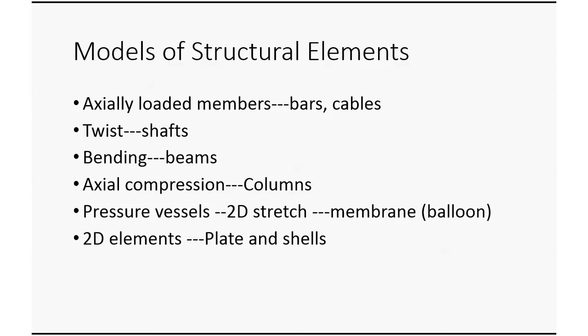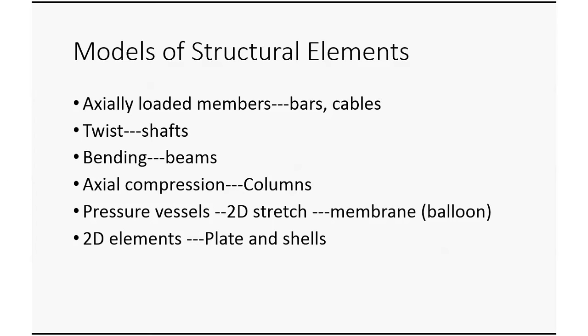You have a bar, you can apply load this way, you call it axially loaded, you call it a bar. You can compress it, and then you call it a column. And you can bend it, then you call it a beam. So it depends on the loading situation. These terms do not really describe their shape. They mainly describe their load condition. That's why you have bars, shafts, and beams.